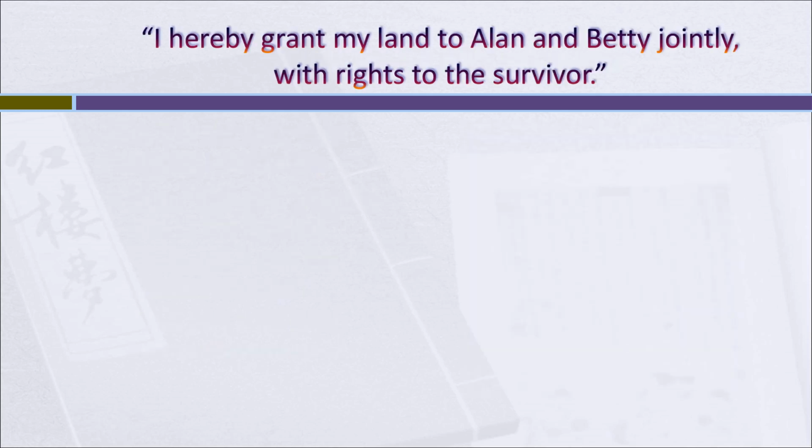Here's one more at the top of the slide. The grantor says, I grant my land to Alan and Betty jointly with rights to the survivor. Now, you have to be precise about this, and if you're precise, you'll say, that's not quite the same as saying to Alan and Betty as joint tenants with right of survivorship. It's non-standard language. What do you do with it? Well, if you should encounter language like this on an examination, what you want to do is think of the three possible ways of interpreting it. What are the three ways?